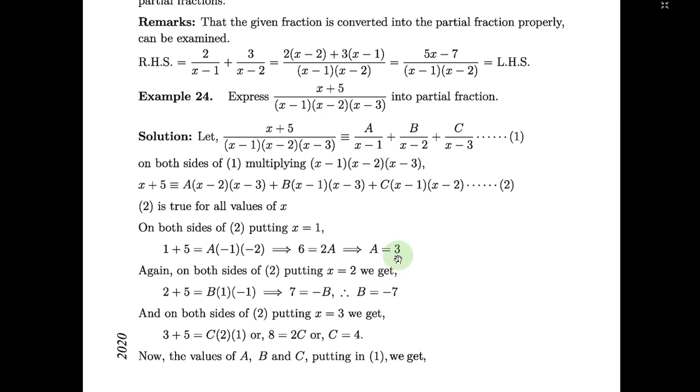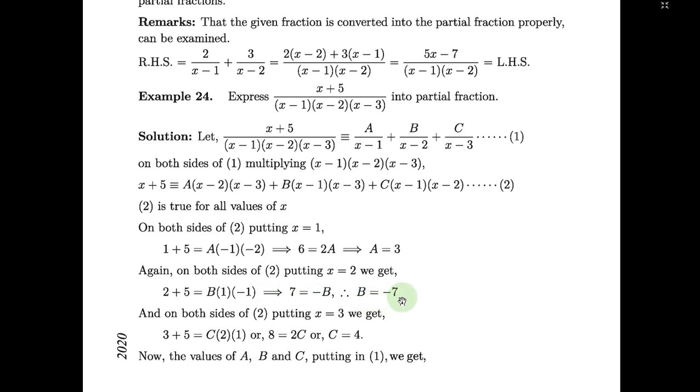Now again for finding out the value of b, we will put x is equal to 2. So if we put x is equal to 2, the coefficient of a and the coefficient of c will be 0, because 2 minus 2 cancels, 2 minus 2 cancels, it will be 0, 0. So you will get what? 2 plus 5, that is 7, and the coefficient of b will remain, that is 1, and minus 1, that is minus b. So 7, that means b is equal to minus 7.